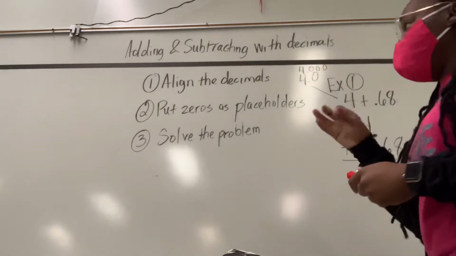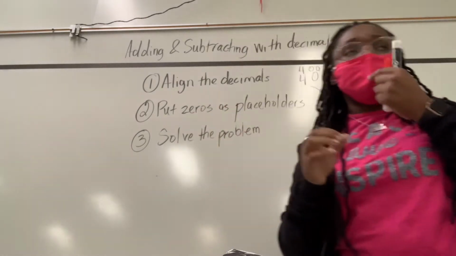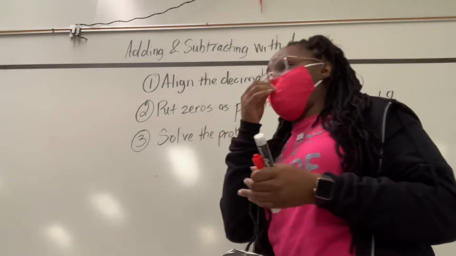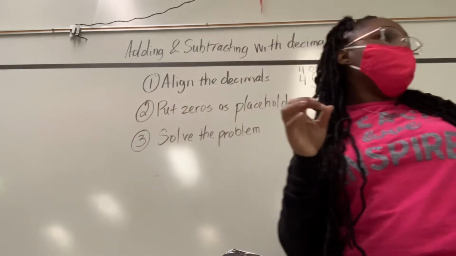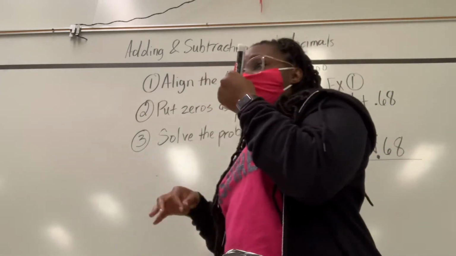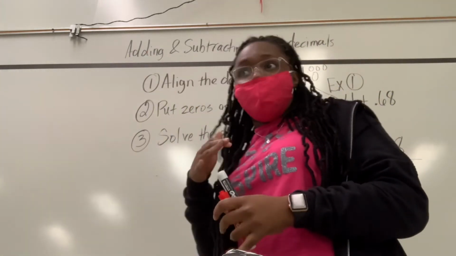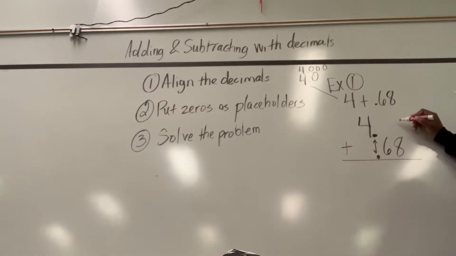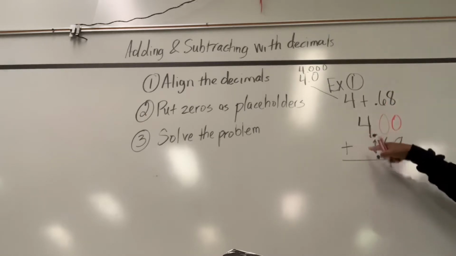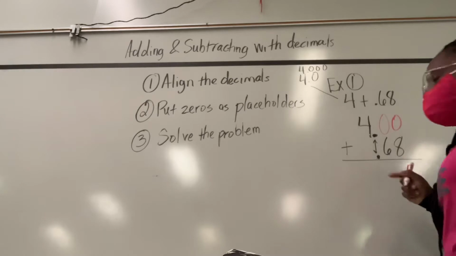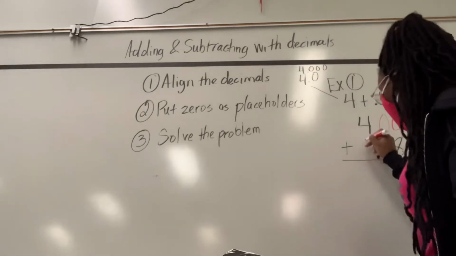All right, step 2 says put zeros as placeholders. Now, I use a very simple theory. Is there a number at the top and a number at the bottom? If you say no, add a 0. If there's a number at the top and there's a number at the bottom, move over. So here, is there a number at the top and a number at the bottom? No, so we do what? Add a 0. Number at the top, number at the bottom? No. So do what? Add a 0. Number at the top, number at the bottom? No, it's empty. So what do we do? Add a 0.